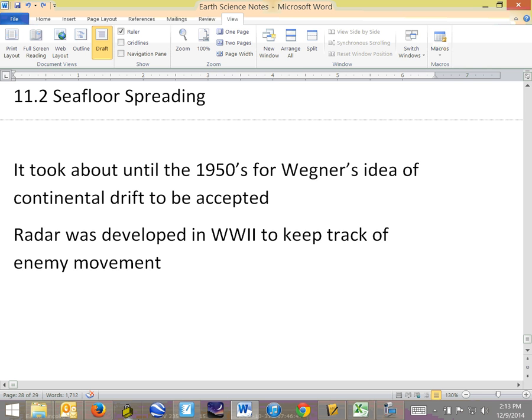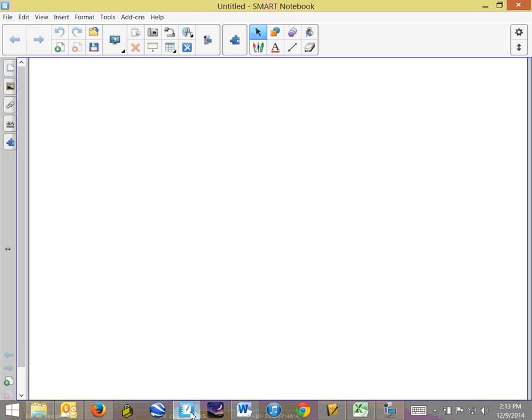And so radar was obviously used to check enemy planes, but we also have this form of radar called sonar that was used in naval warfare, especially with submarines. So just to give you an idea of how radar works, because I think it'll help explain what we're going to be dealing with here.